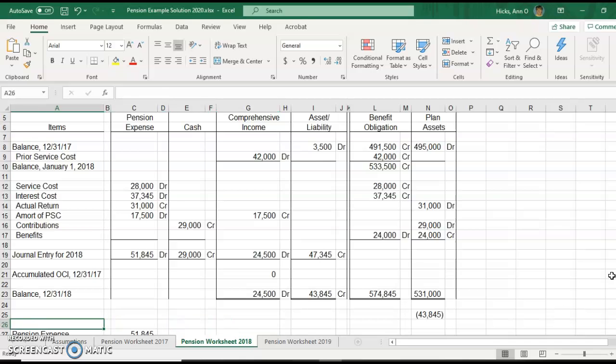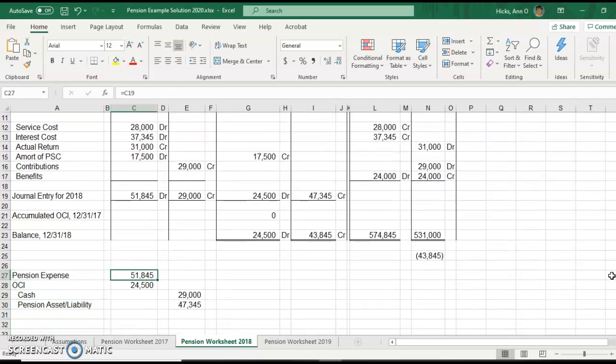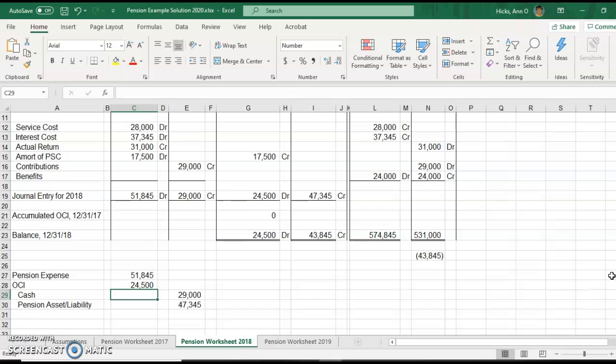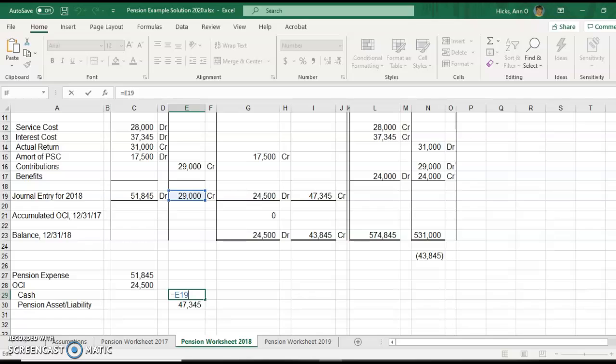So let's look at our journal entry. These pull straight from above. We're going to debit pension expense for the $51,845. We'll debit other comprehensive income for the $24,500. Notice there was no beginning balance. We had nothing in OCI related to this at the beginning of the year, which means at the end of 2018, the balance is $24,500. We will credit cash for $29,000 and credit the pension asset liability for the $47,345. And there is our 2018 journal entry with the amounts pulling directly from the worksheet.